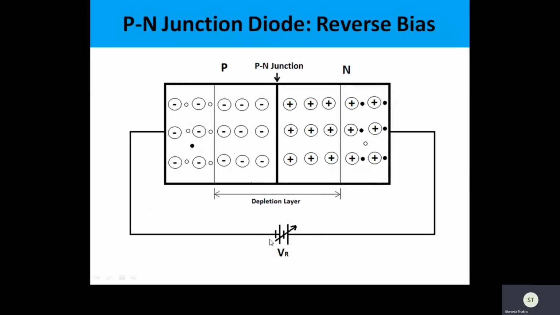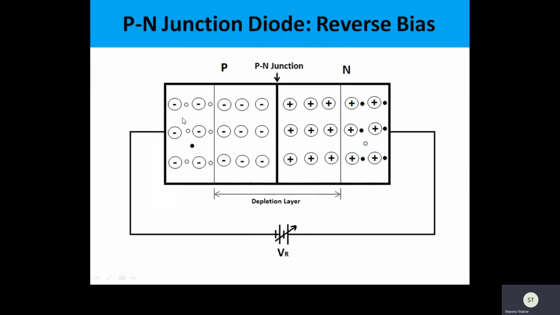If the applied potential is in the same direction as the potential barrier, that will lead to enhancement of the potential barrier. And the negative potential is attracting all the holes present in the p-type region, and the positive potential is attracting all the electrons present in the n-type region. So all the free charge carriers are not able to cross the junction. They will move away from the junction.